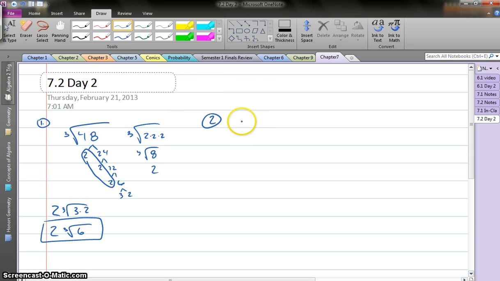Now we're going to multiply. So let's go the 4th root of 4 times the 4th root of 8. Since they're the same, you can multiply them and combine them. So the 4th root of 4 times the 4th root of 8 is the 4th root of 32. Now, in order to pull anything out here, I'm going to need 4 of a kind. Here we had 3 of a kind, now I'm going to need 4 of a kind.